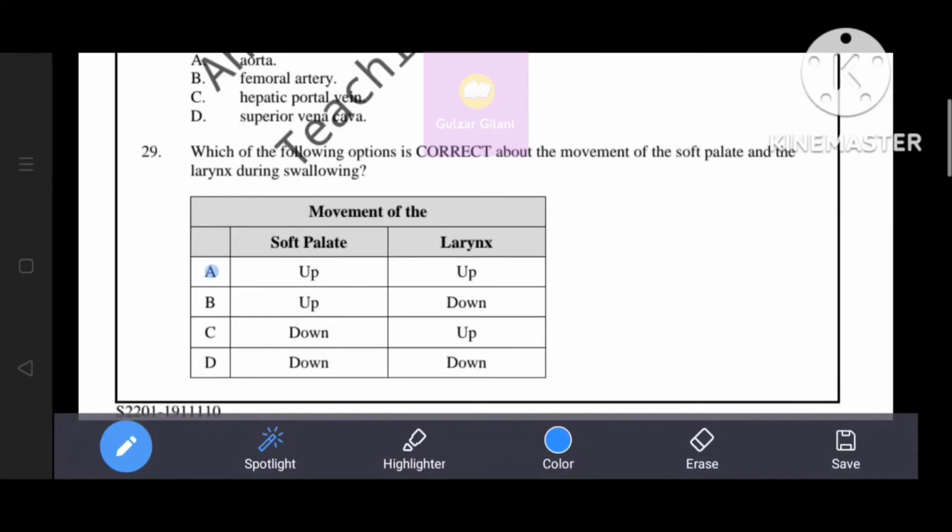Next question. Which of the following options is correct about the movement of the soft palate and the larynx during swallowing?